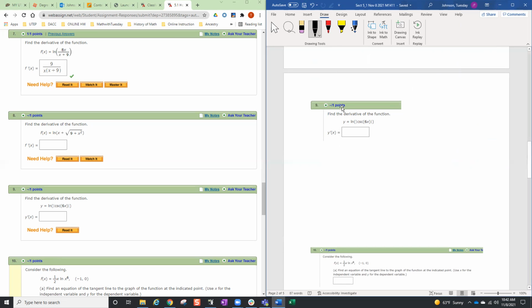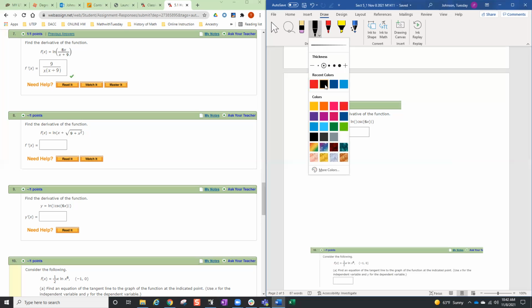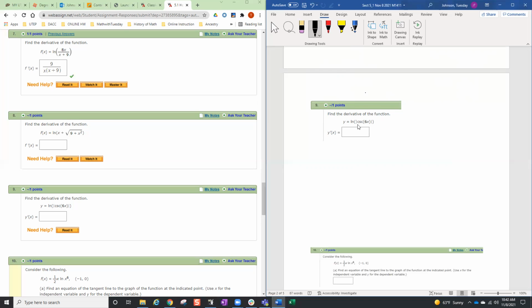Okay, now we see an absolute value here. Remember, with the absolute value, our derivative is still going to be the derivative of cosecant of 6x divided by cosecant of 6x. Do we need these absolute values? I don't think so. Let's take a look. Let's figure this out though.